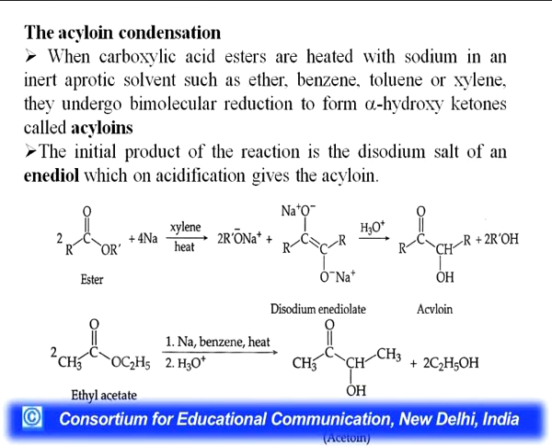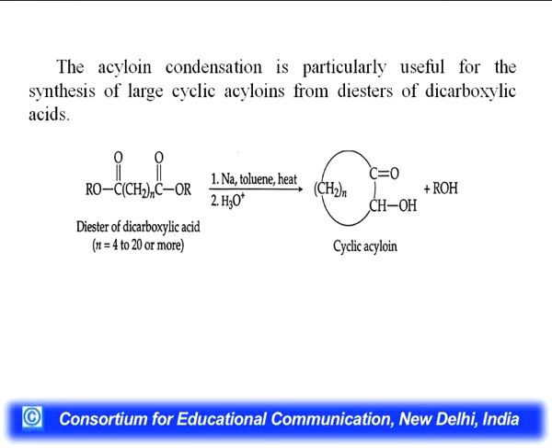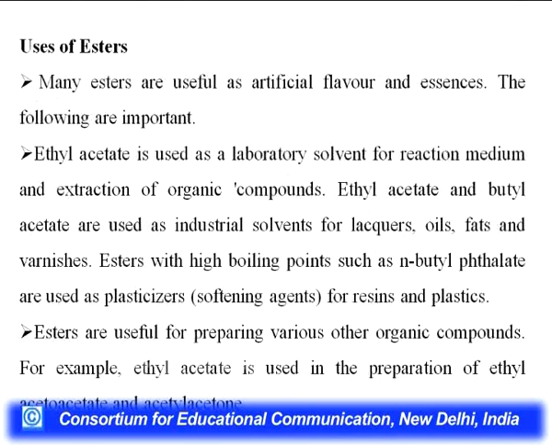Here is the example: ethyl acetate, when it reacts with sodium in benzene, and after hydrolysis, will give you 3-hydroxybutan-2-one, that is acetoin. Acyloin condensation is particularly useful for the synthesis of large cyclic acyloins from diesters of dicarboxylic acids. You can see the diester of a dicarboxylic acid, where n varies from 4 to 20 or it may be more, and you can see the structure of the cyclic acyloin, and n can vary.